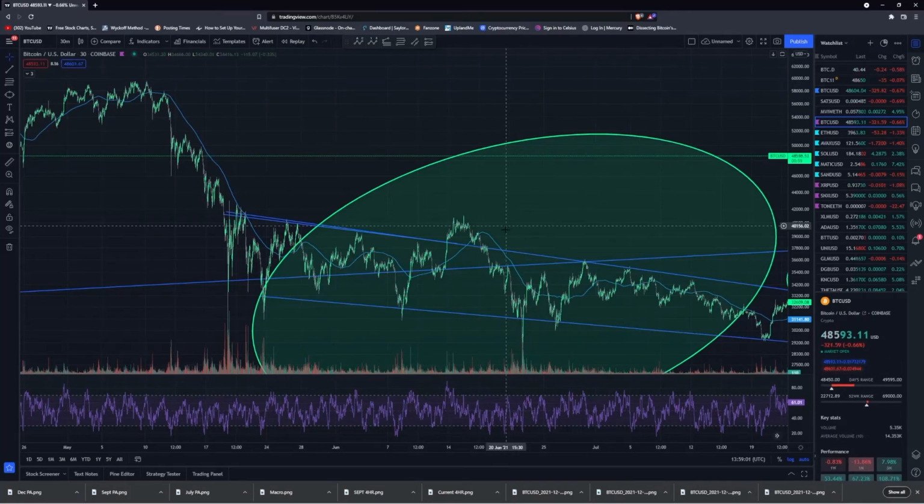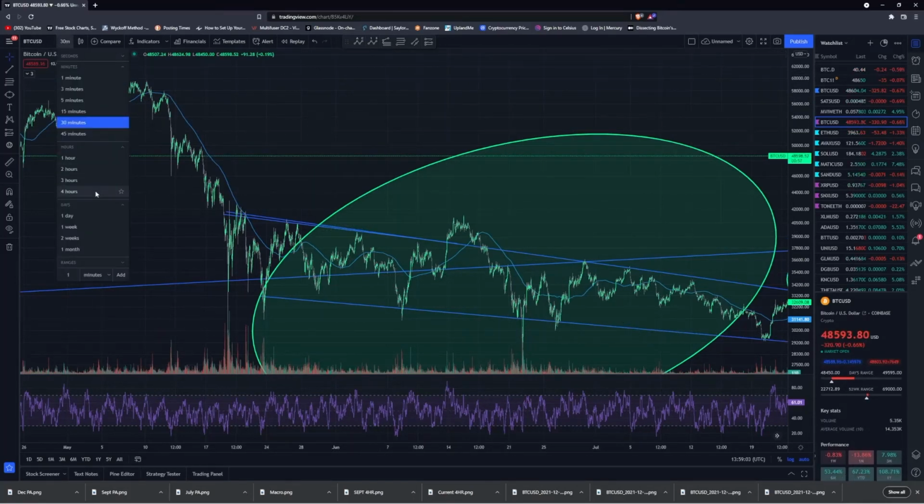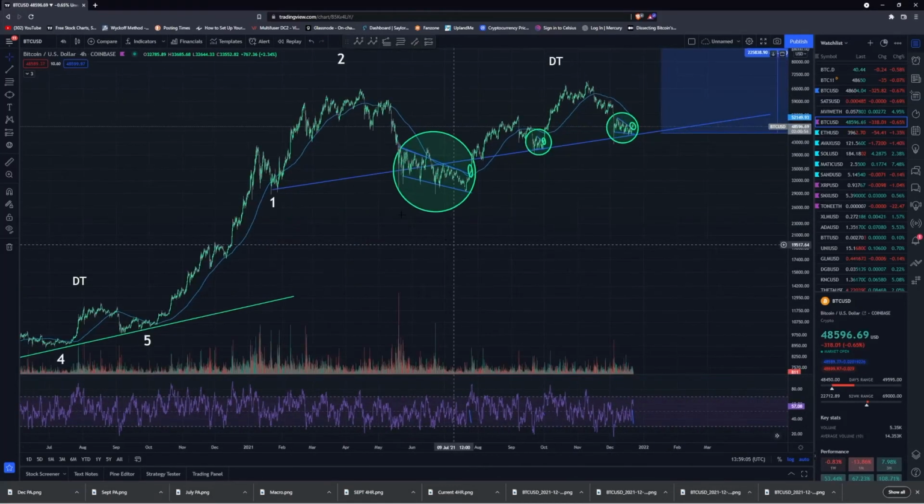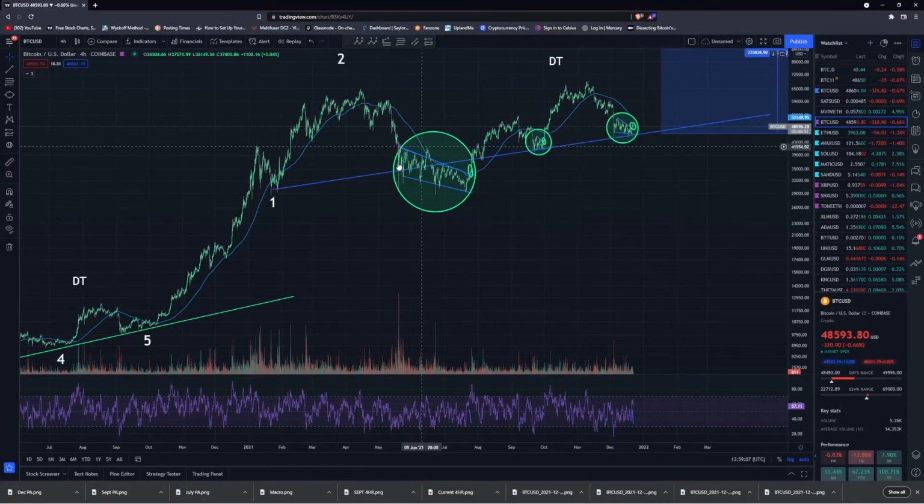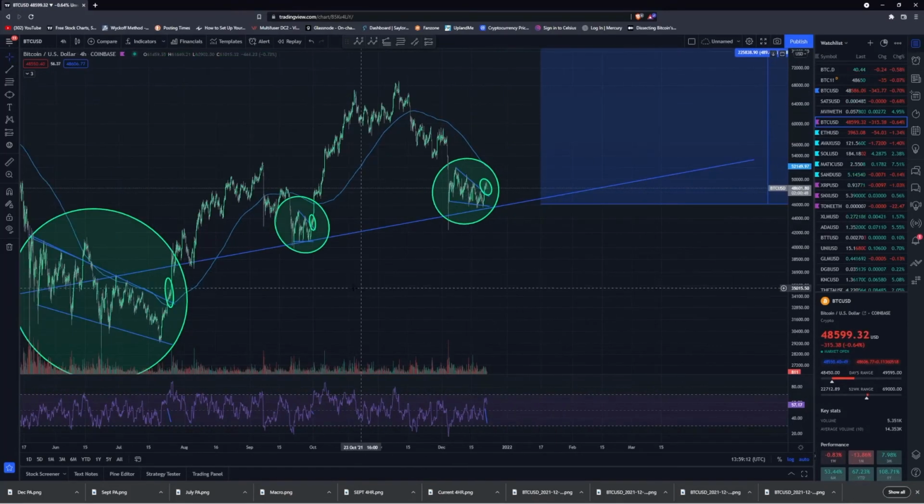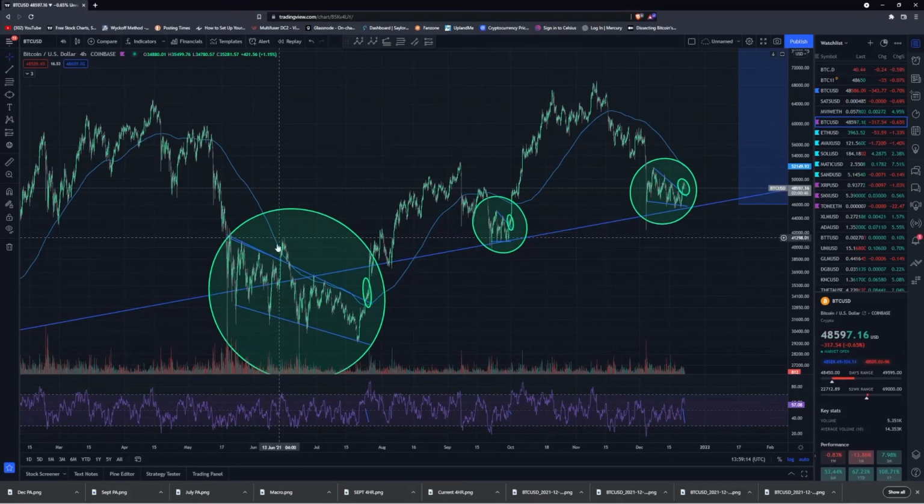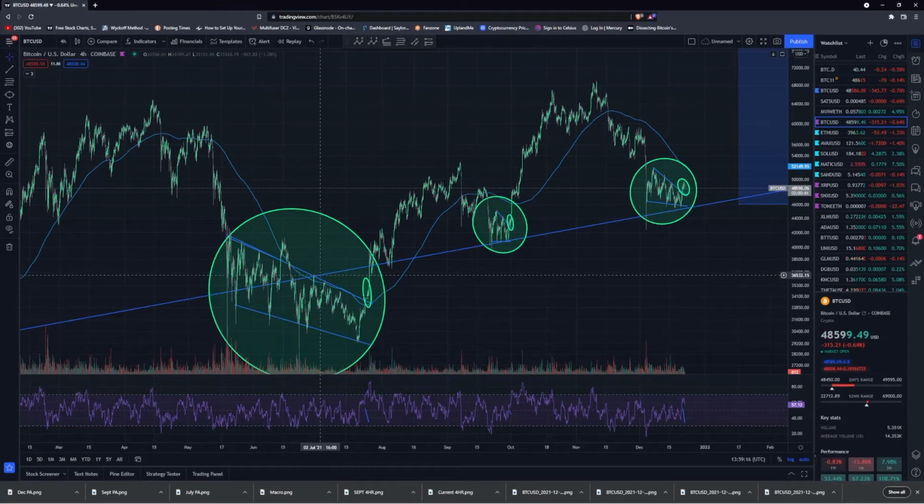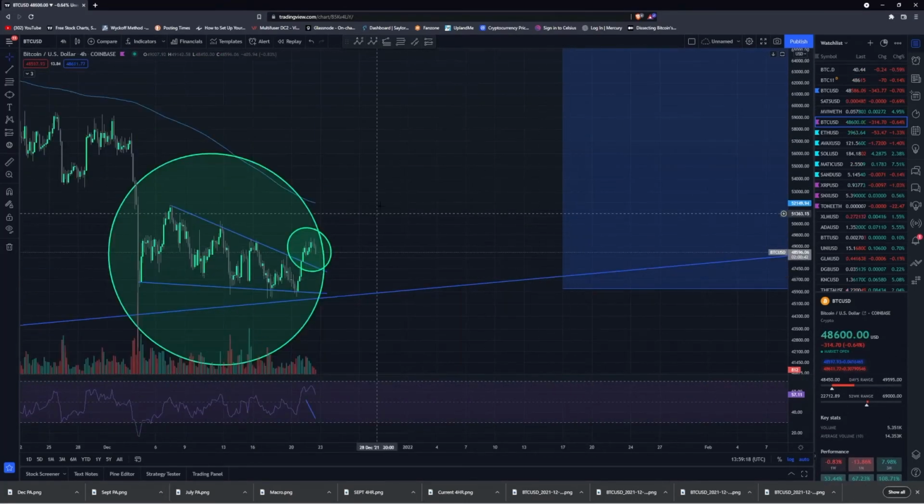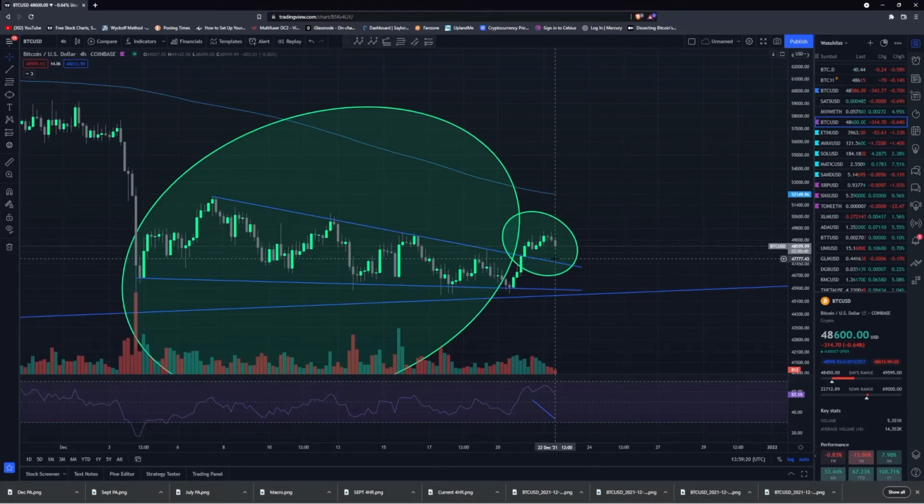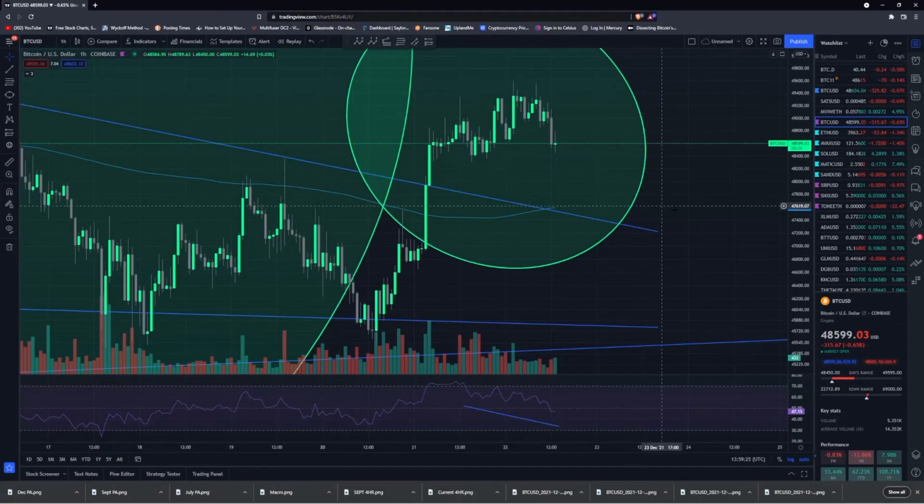It still continues. But if we zoom out really quickly and look at this distribution top here and this accumulation phase, it was extreme. So it's not my opinion that this is what we're seeing, but it's always possible. And if we were to see that lower low, that's what we would want to look out for in the short term.